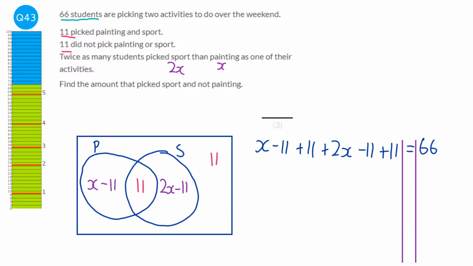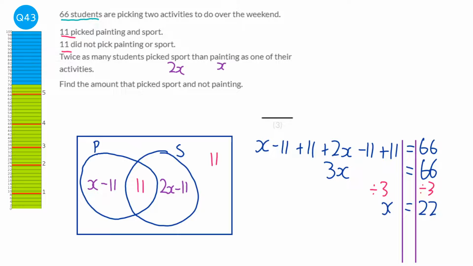Now here we've got X plus 2X, which is 3X. And we've got minus 11 plus 11, minus 11 plus 11. Well, those just cancel out. So we're left with just the 3X equals, and then 66. We're going to divide that by 3 both sides. So we've got X equals 22.